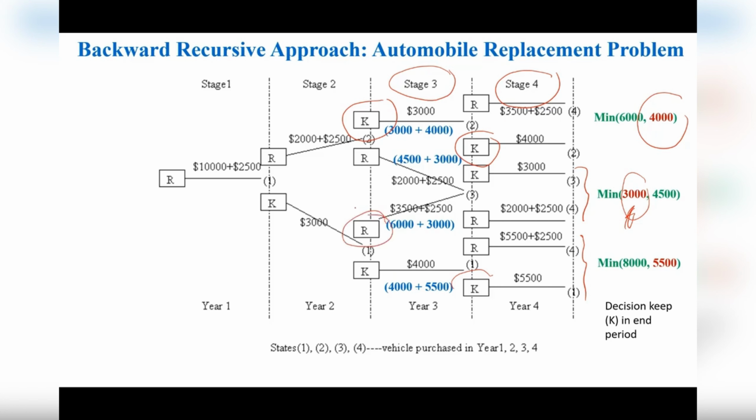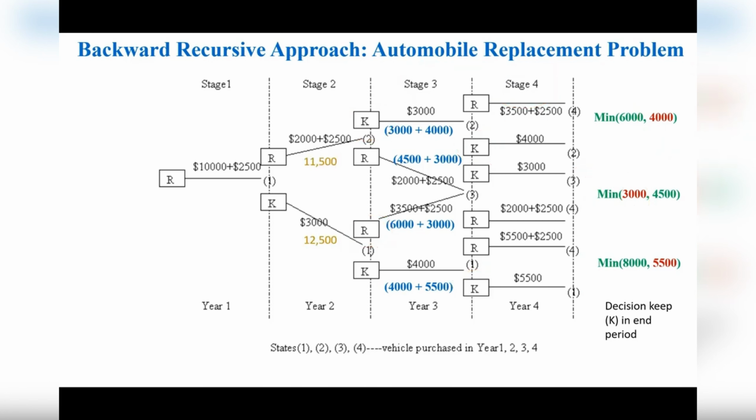All right, to replace it if we end up in that. That's $6,000 plus $3,000 gives me $9,000. $4,000 plus $5,500 gives me $9,500. Now, if we go to stage 2, then we do the same kind of exercise. In fact, in stage 2, we find that it's optimal to replace the vehicle, rather than keep the vehicle, which is a higher cost decision.